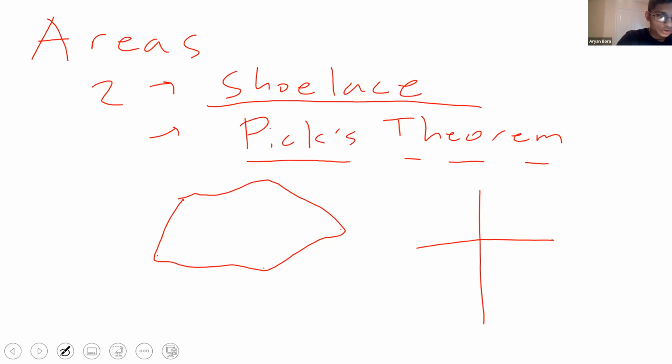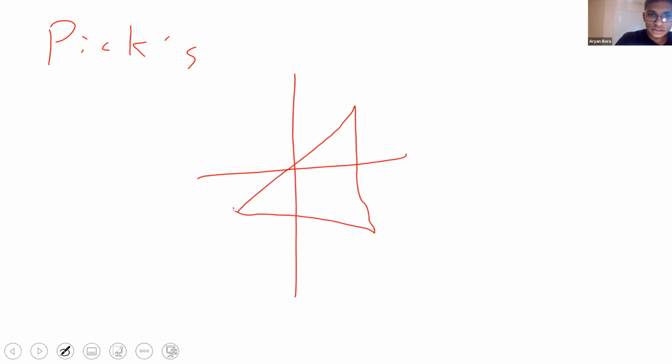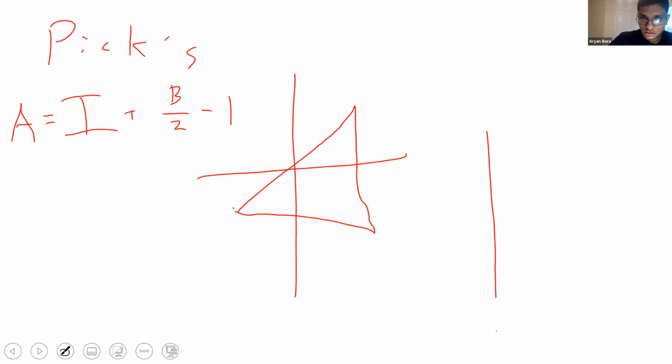So we'll start with Pick's. Basically, if the shape has all of its vertices on lattice points, and we know the number of lattice points inside this shape, then the area is equal to the number of points inside plus half the number of points on the border minus 1. Let's do a little example. Let's say this is the triangle with points 2, 0, 0, 0, and 0, 2. Obviously, the area of this is 2 times 2 over 2, which is 2. Let's see what Pick's theorem says.